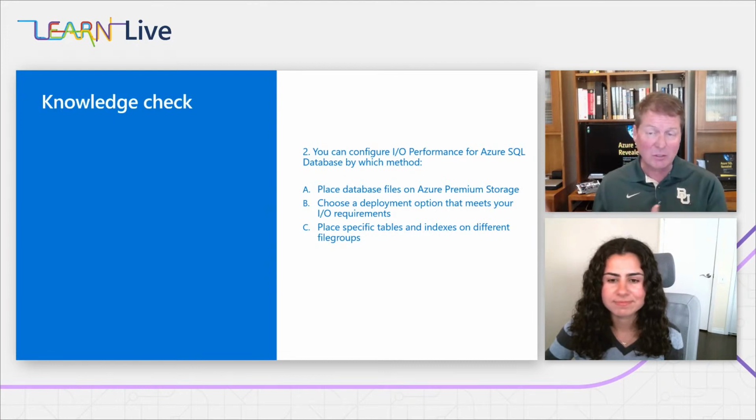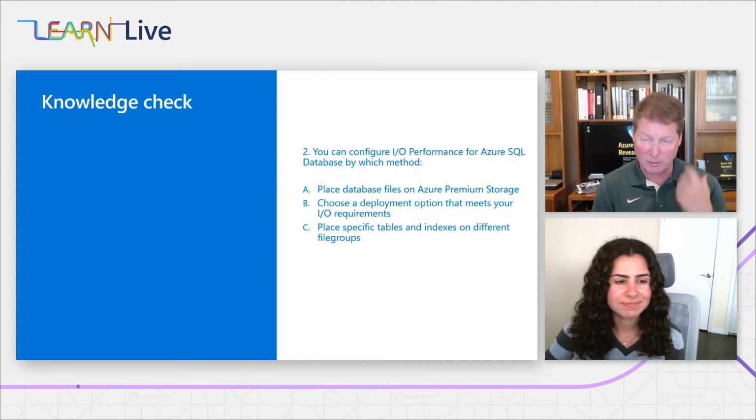Because we may use Azure storage behind the scenes, but you don't know that. As it turns out, we actually do, but for like general purpose, you don't get to make that choice. That would be something you would do, for example, in Azure Virtual Machine, right? So it can't be A. So it's got to be B, which means what?